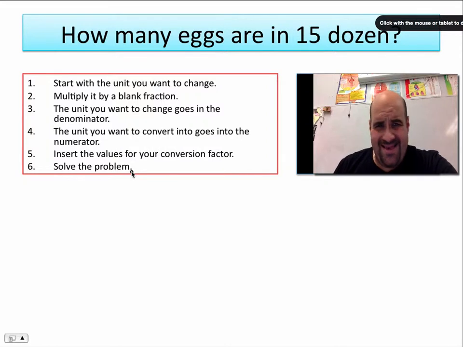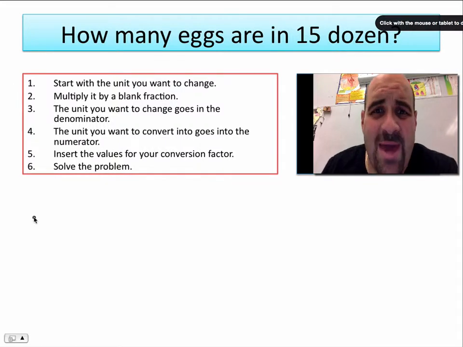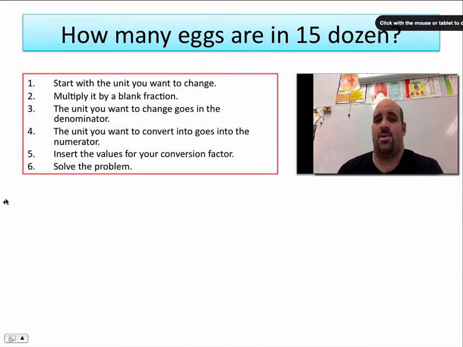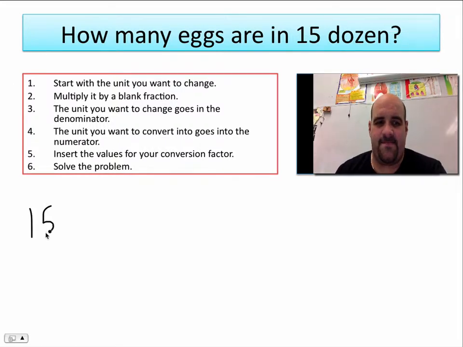And this problem asks us, how many eggs are in 15 dozen? And I encourage you to try this yourself before I do it. Set it up. Make sure you can do it. And I'm going to go ahead and do that for you now. Pause me if you need to. So we have 15 dozen.